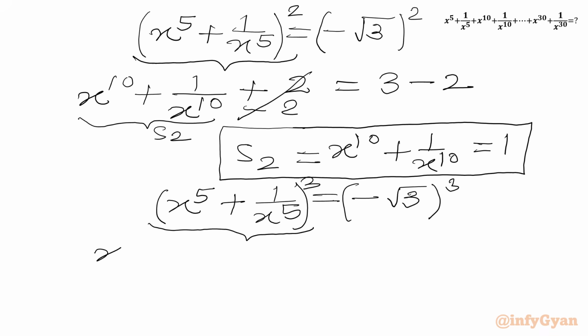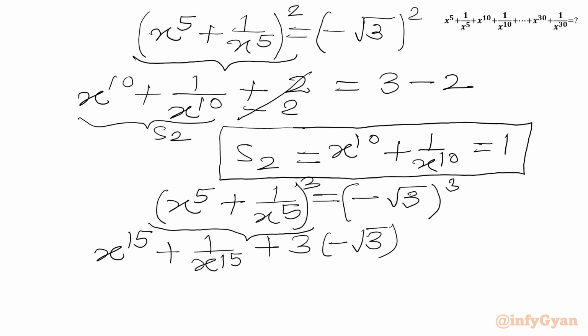We are going to use the a plus b whole cube identity. In the LHS, we will get x power 15 plus 1 over x power 15 plus 3 times x power 5 times 1 over x power 5, which will be 1, times x power 5 plus 1 over x power 5, which we'll write as minus root 3, and in the RHS we'll get minus of 3 root 3. So these two terms will get over.